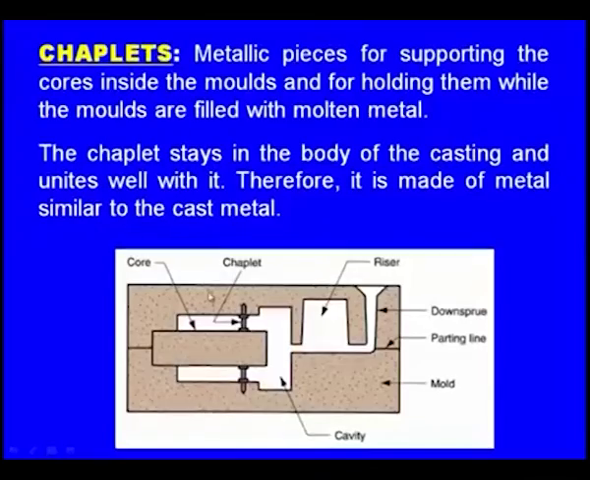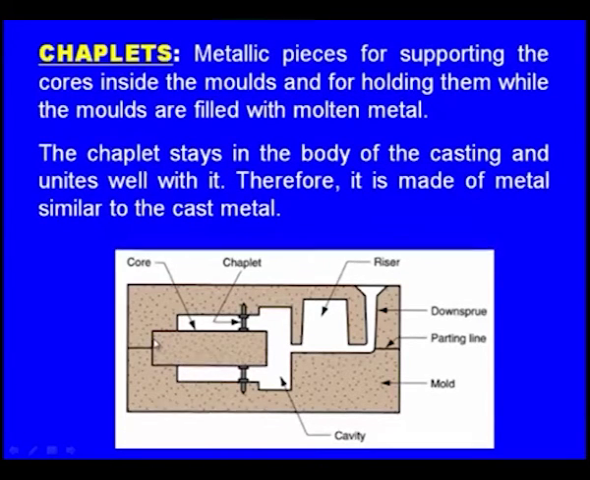Next one, the chaplets. What are these chaplets? Chaplets are metallic pieces for supporting the cores inside the molds and for holding them while the molds are filled with the molten metal. Now you can see this is the mold, and this is the parting line, which means this is the drag box and this is the cope box, and this is a core.